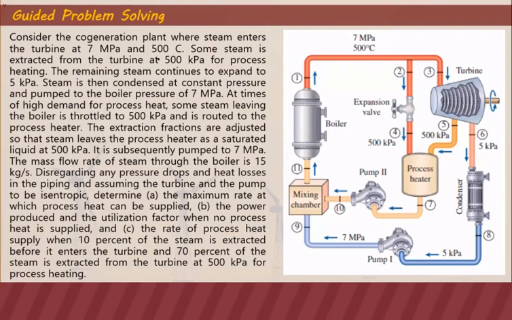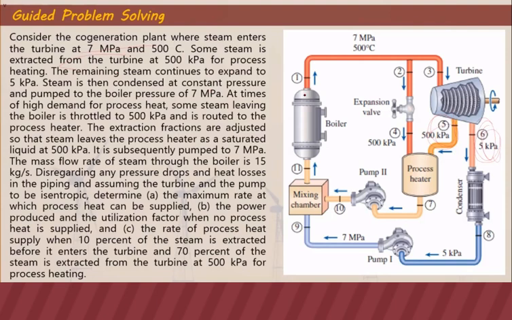This is the entrance to the turbine. Some steam is extracted from the turbine at 500 kPa for process heating. It enters the turbine and some is extracted for process heating at 500 kilopascal. The remaining steam is expanded to 5 kPa to enter the condenser.